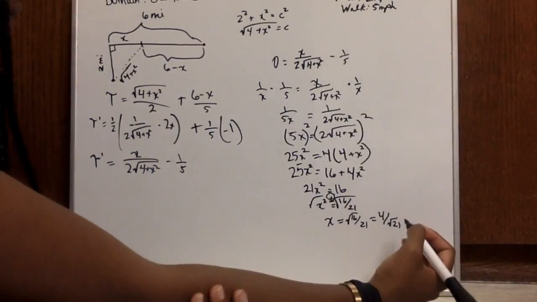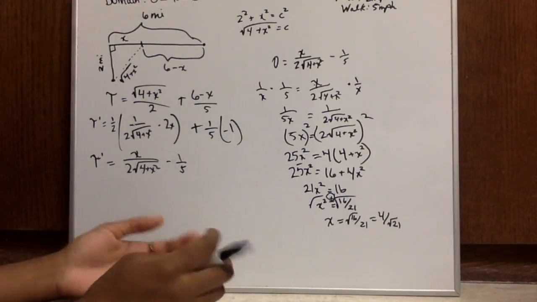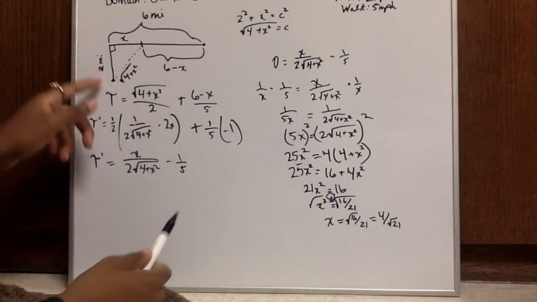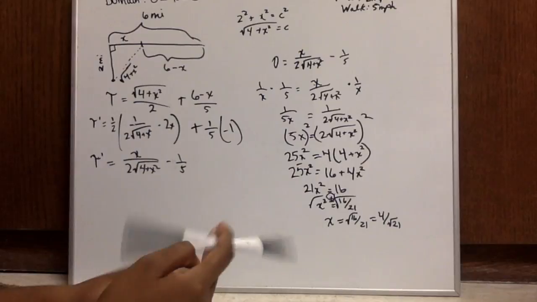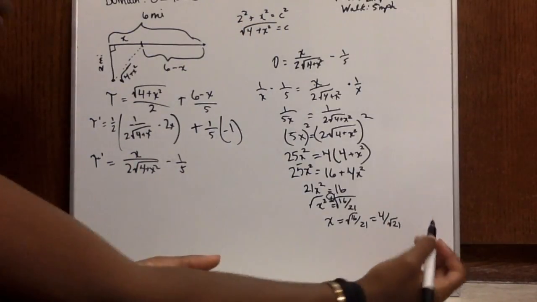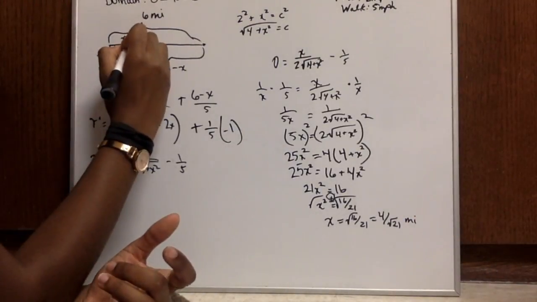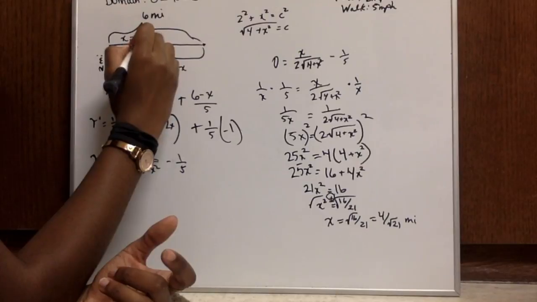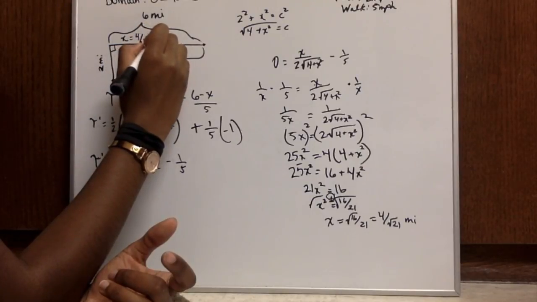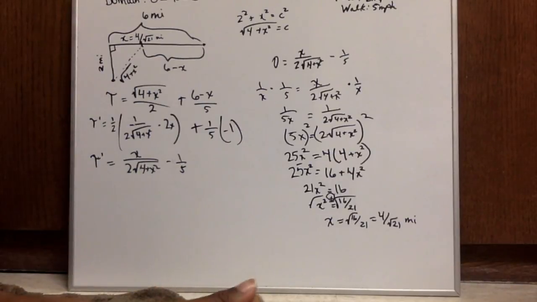And we have to attach a unit because we're trying to find where Jane should land her boat along this shoreline. We said that she should land her boat in order to take the least amount of time at 4 over radical 21 miles. So x is equal to 4 over radical 21 miles. And that is where Jane should land her boat in order to reach the village in the least amount of time.